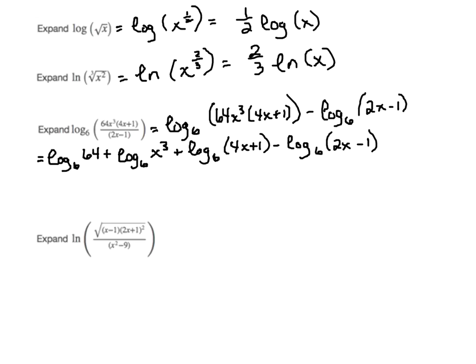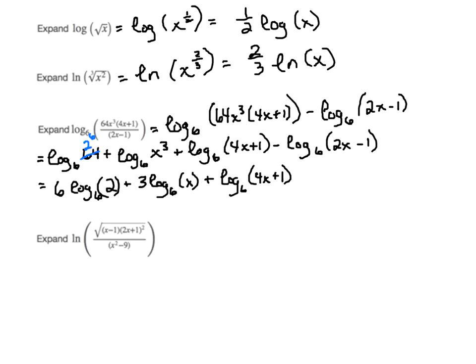And I'm going to come back and I'm going to call 64 2 to the 6th power. So my final expanded form here would be 6 times the log base 6 of 2 plus 3 times log base 6 of x plus log base 6 of 4x plus 1 minus log base 6 of 2x minus 1.